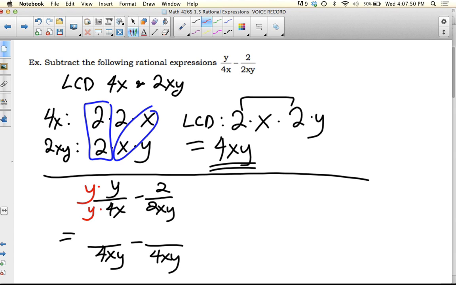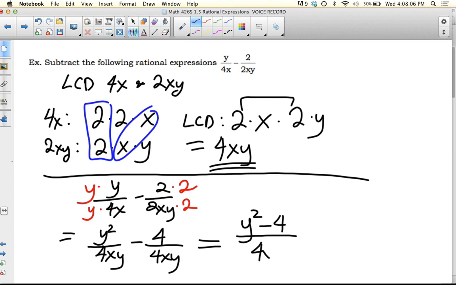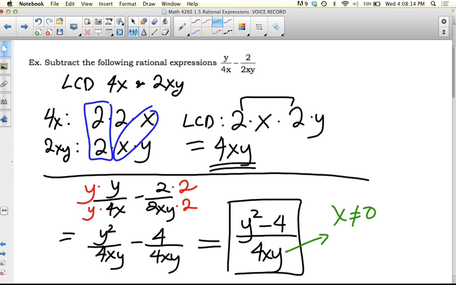How did I get from 2xy to 4xy? Well, multiply that by 2. Multiply the top by 2, and we end up with y squared minus 4. So in the end, this is y squared minus 4 all over 4xy. That's the final answer. Okay, and the restriction here, coming from the denominator, x cannot equal 0, y cannot equal 0.